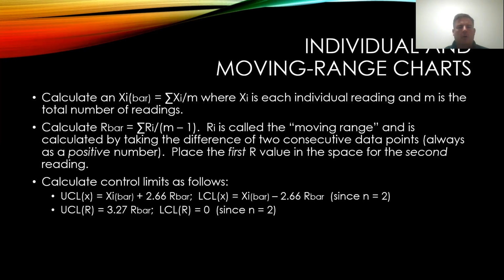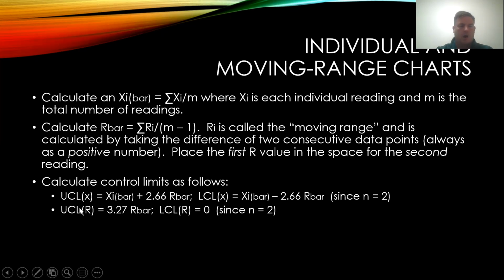And then your lower control limit for X is your XI bar minus 2.66, also multiplied by R bar. That's because N equals 2, and you can look it up on the chart. I believe it's appendix 2, but you can find that if you want to. This is all following what's in the book on page 261.